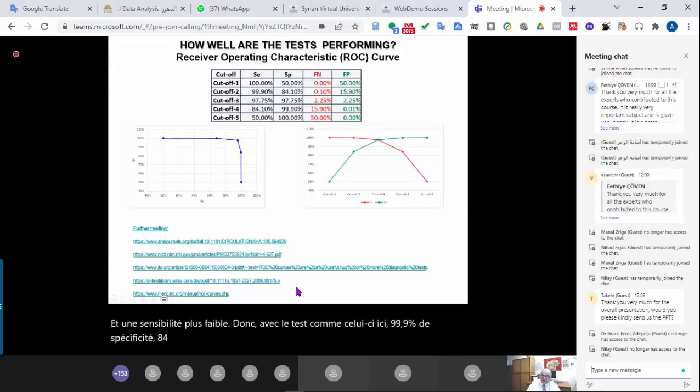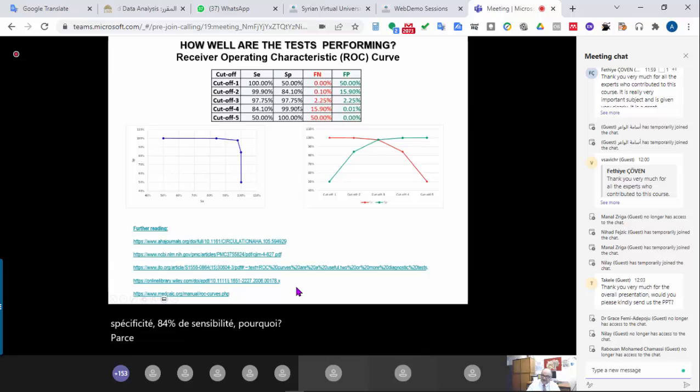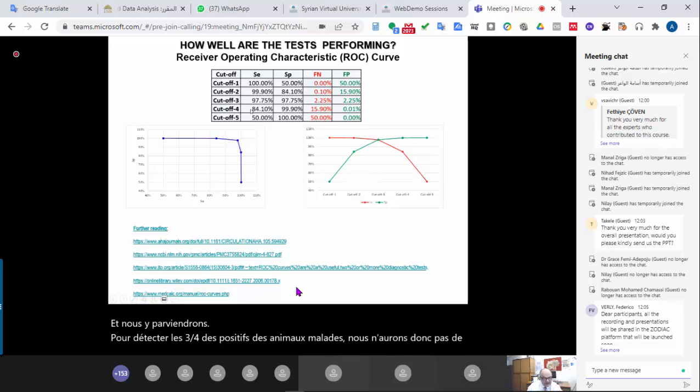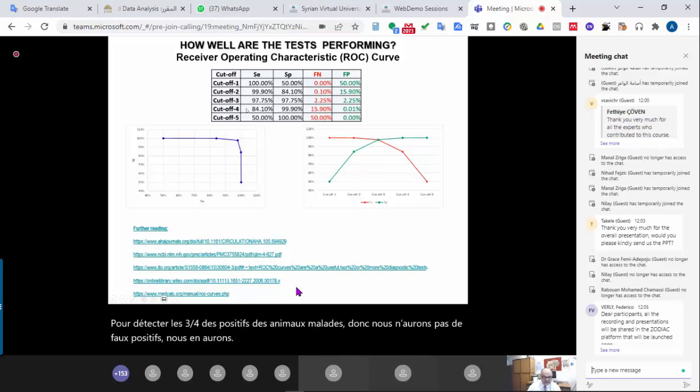Why? Because almost none of the negatives will be shown as positive, so we will not have false positive results, and we will be able to detect 3/4 of the positive, of the sick animals. So we will not have false positives, but we will have 3/4 of positives detected. So we will be able to say, yes, out of 2, 3 infected, we will capture 1, and we will say, yes, in this village, on this farm, I have a positive animal.